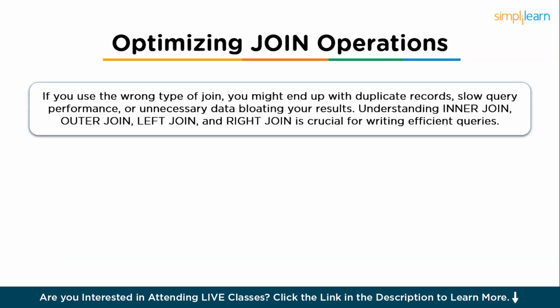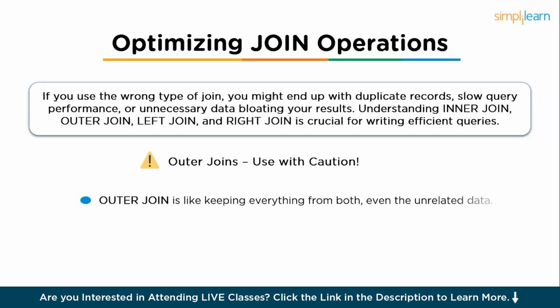Now let's talk about how you can optimize join operations for faster queries. Joins are what can make or break your SQL queries. If you use the wrong type of join, you might end up with duplicate records, which slows query execution, or unnecessary data bloating your results. That's why understanding inner join, outer join, left join, and right join is very important for writing efficient queries.